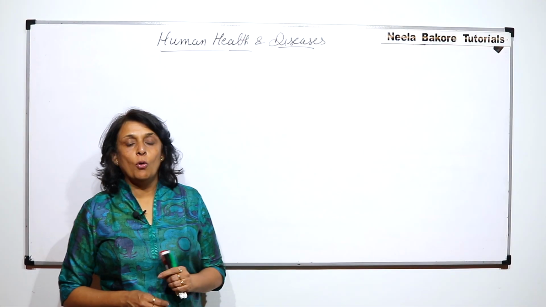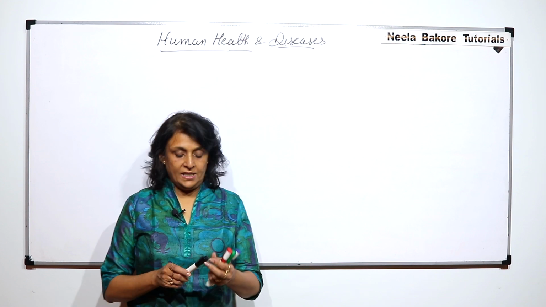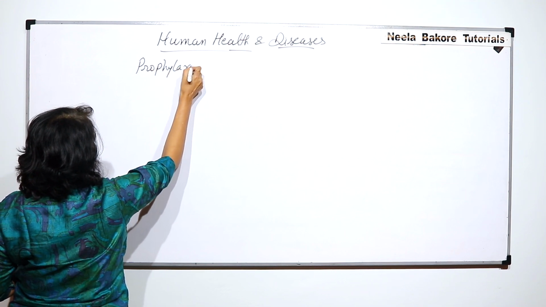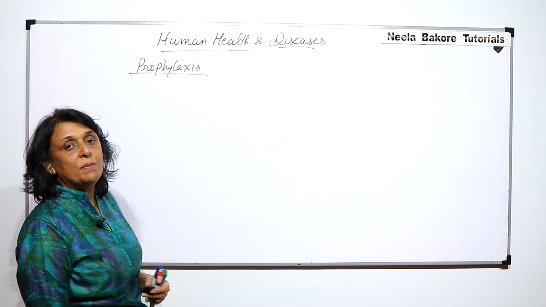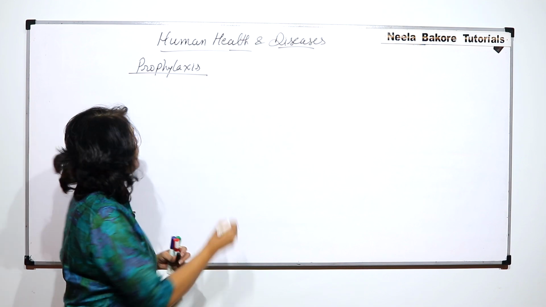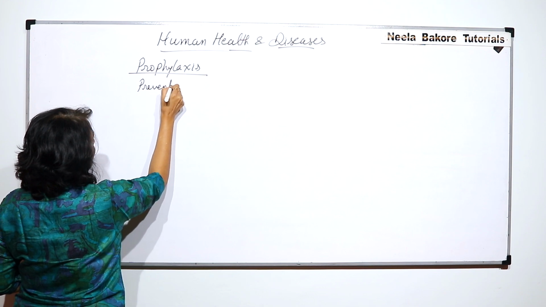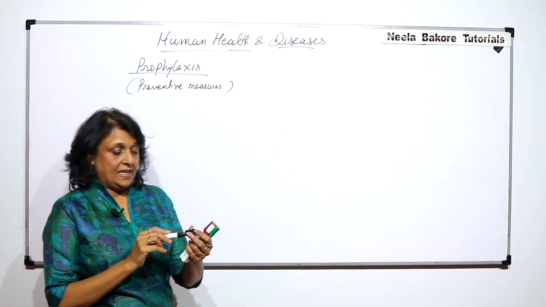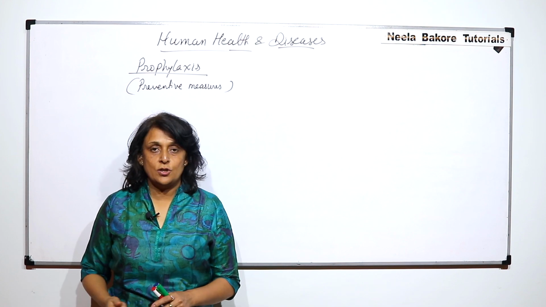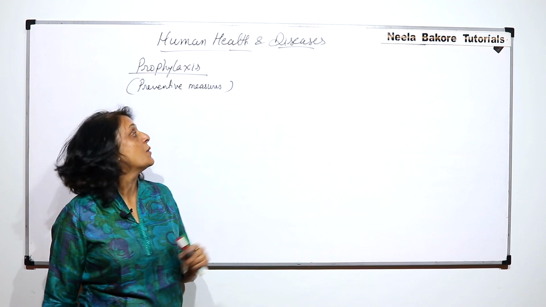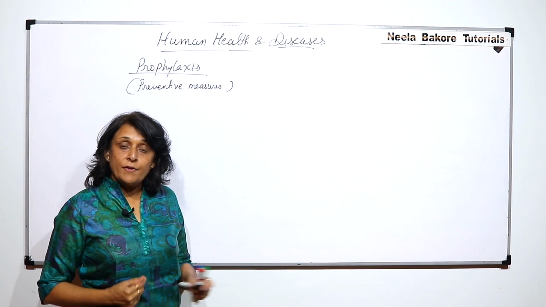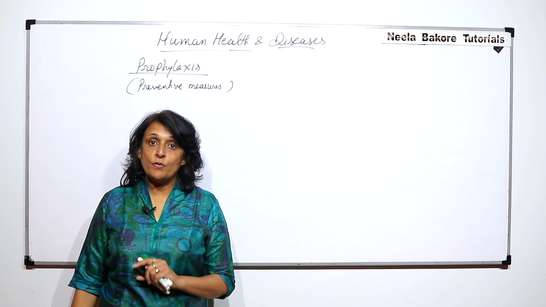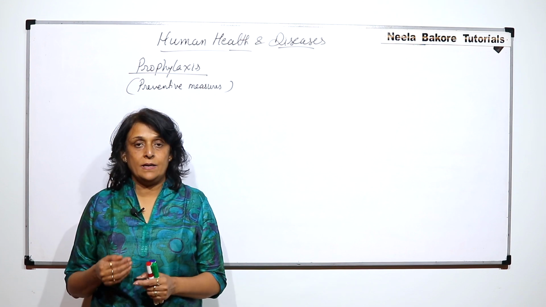We will take up two more terms and understand them in detail. One is prophylaxis. Now, prophylaxis basically means preventive measures. When a disease occurs, or when somebody gets an infection, then after getting the infection, it is treatment which is done. But prophylactic measures, or prophylaxis, deals with how to prevent that disease.